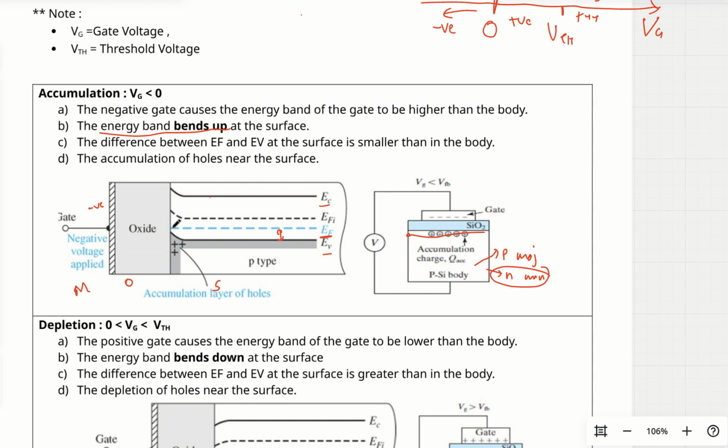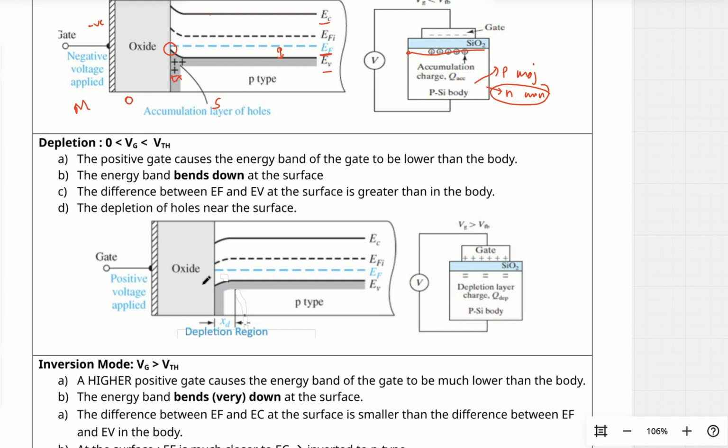When it bends upwards, we can see over here the difference between the valence band and the Fermi level is smaller, which means you'll have more holes here. So we call this accumulation. Similarly, depletion is when your gate voltage is positive, and the energy band near the surface, this region, will bend downwards. For depletion, bend downwards.